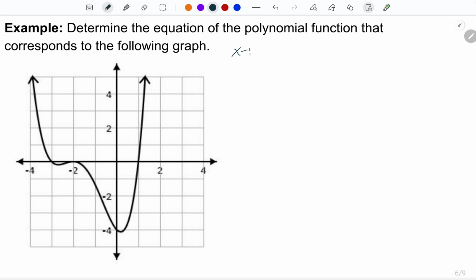Okay, so first, let's identify the x-intercepts. So the x-intercepts are x equal to, looks like we have -3, -2, and 1. So I'm going to write that down, -3, -2, and 1. I'm going to get the orders of each. So when you're looking at the order, you have to pay attention to what is happening at exactly the root, not necessarily around it. So even though it goes kind of up around it, that's fine. But at exactly -3, we're just going through the x-axis. So that is order 1.